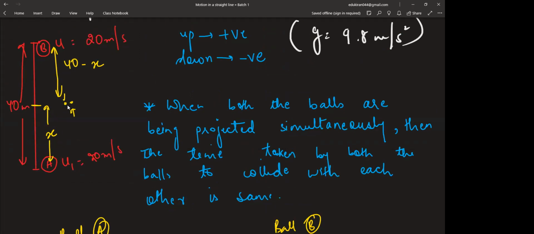So if they are meeting at this point, it means the time has to be the same for the balls to meet or collide, because if the time is different, then how will they collide? Right? So that's why we take the same time in both the equations. We make an equation for B to reach this point, and an equation for A. Then using those, we get time, and then through time, we get the value of distance.